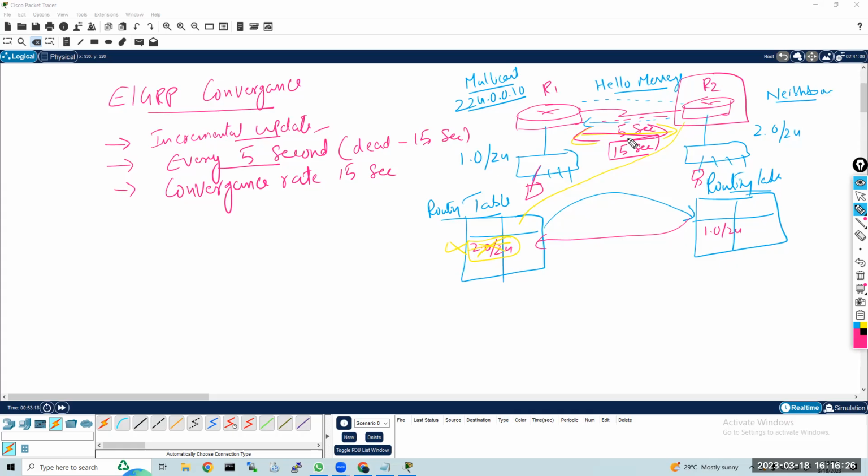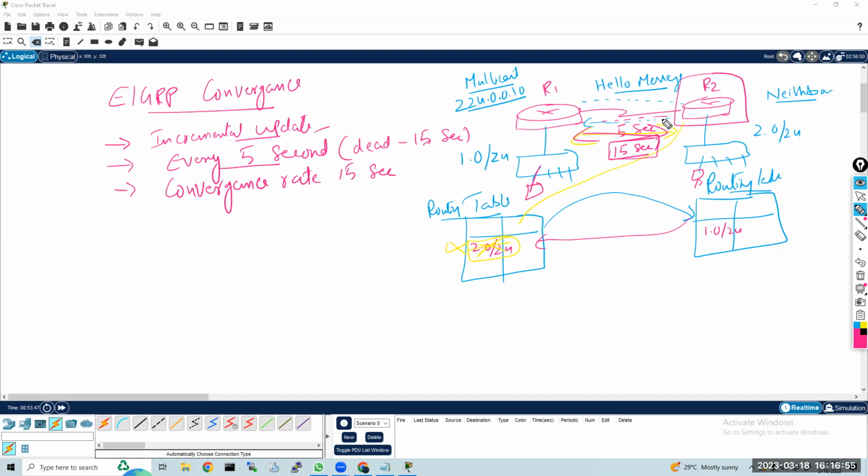So you remove Clara from your routing table after 15 seconds. Yes. If within 15 seconds you don't respond to me, what am I going to do? I am going to remove all your details from my routing table.